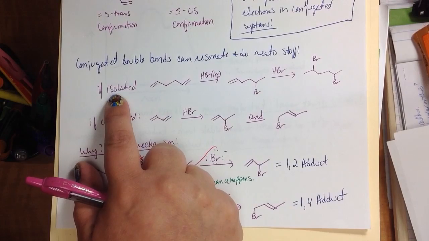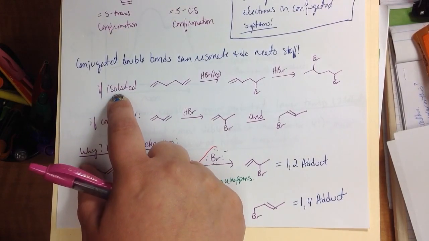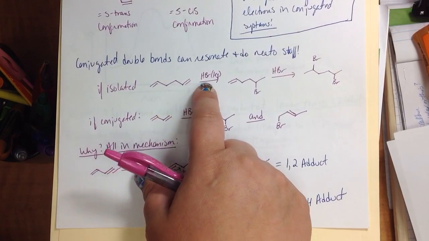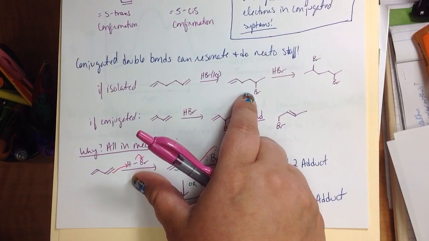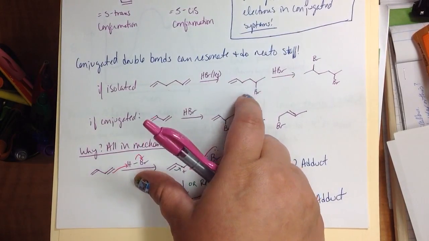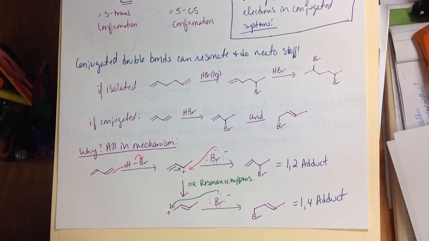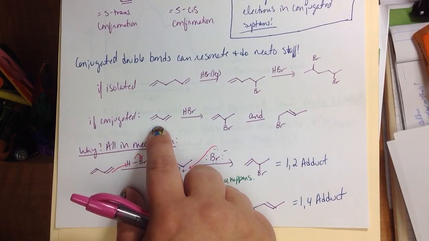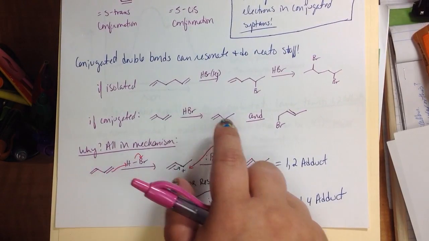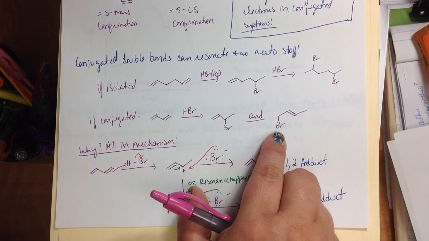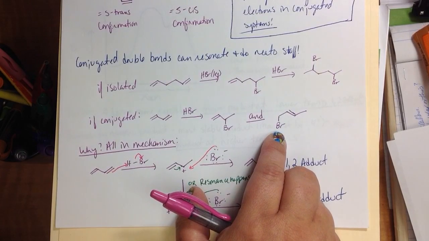Things that you've looked at in the past would simply say that here we've got two isolated double bonds. We add the first HBr, then it goes to the most substituted, the H goes to the least substituted, and the second equivalent goes right there. If it's conjugated, however, with one equivalent of HBr you get just what you expected, and then you get this crazy other product that you may not have expected.